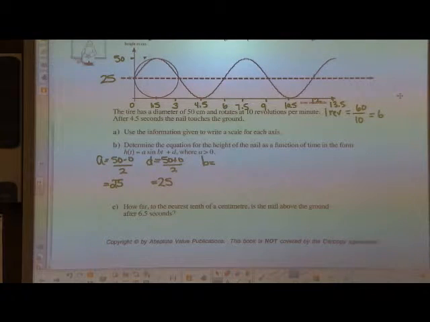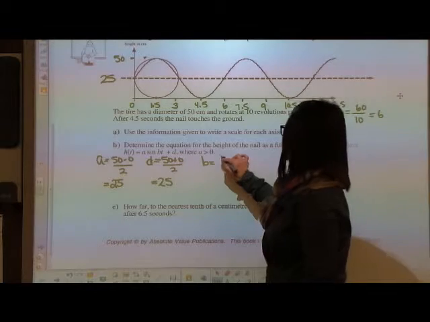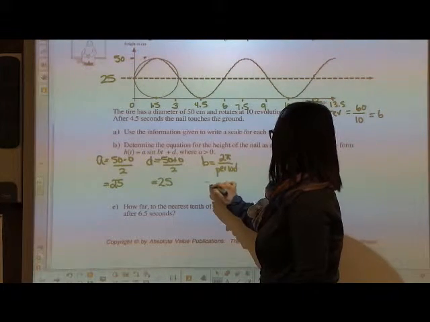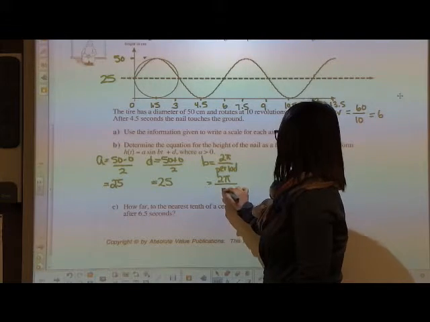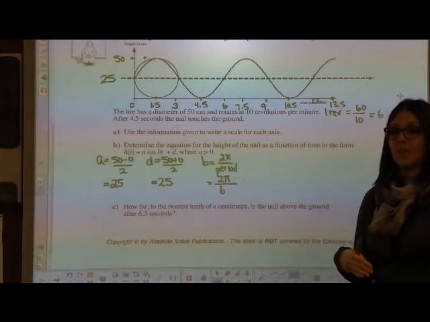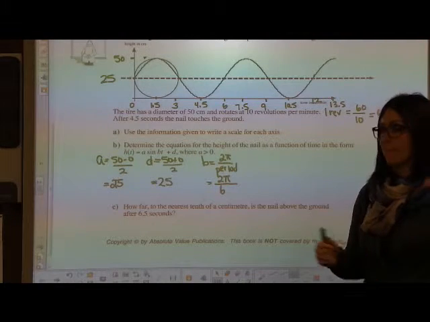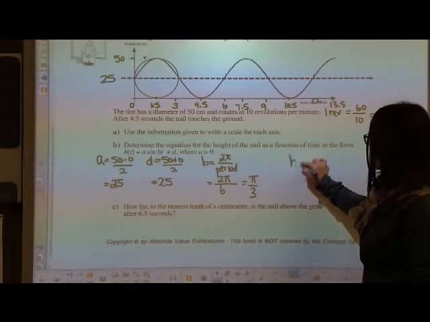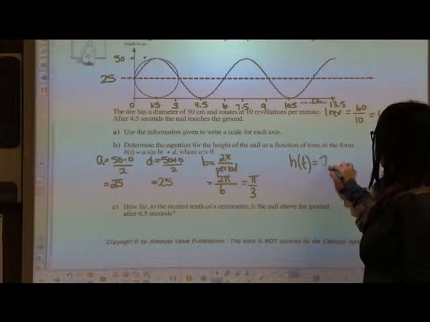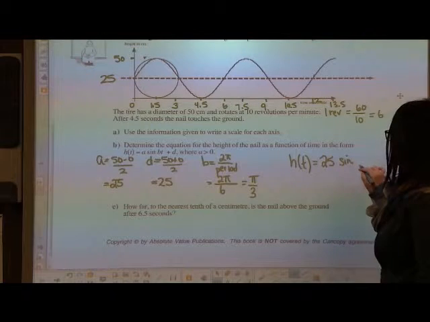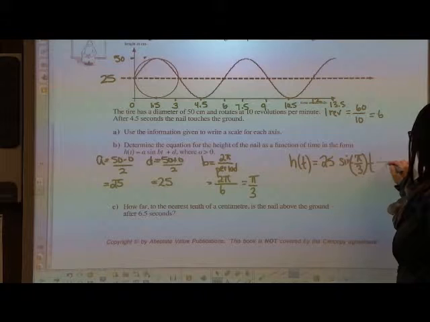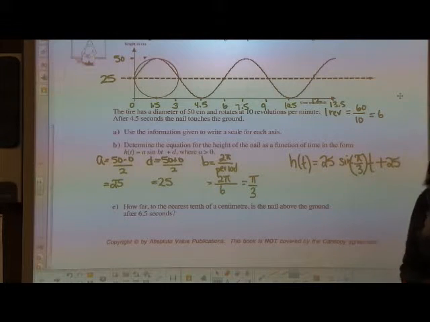How do I calculate B? And what is the period? 6. And so if I simplify 2 pi over 6, what do I get? So then my equation becomes h of t equals 25 sine pi over 3 t plus 25.